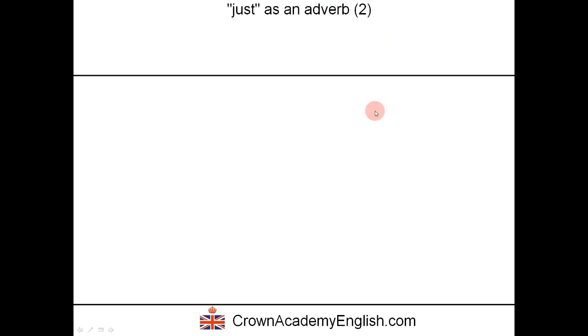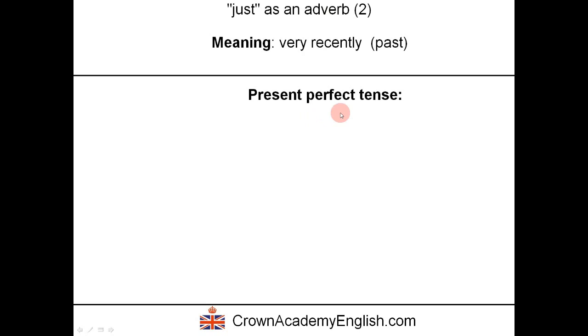The second meaning is referring to the past. So again, we're talking about time, when we do something. And this meaning of just, we're talking about the very recent past. So a few minutes ago or a few seconds ago. And we often use this meaning with the present perfect tense. So we put the verb in the present perfect tense.